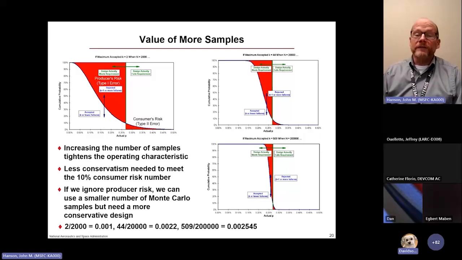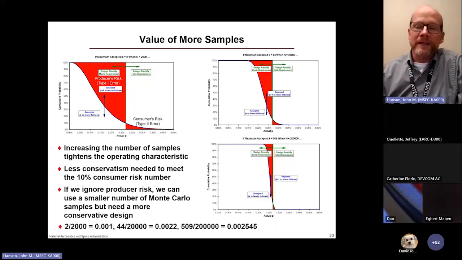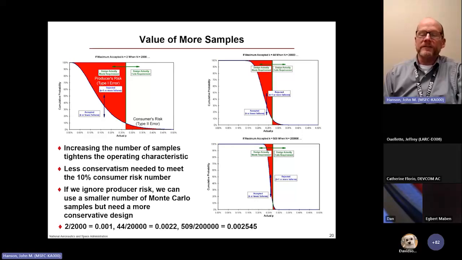Another thing you can do if you want to get that risk down is you can run more samples. But in the cases that we do, typically 2,000 is enough samples to get the uncertainty down to a pretty reasonable level. And it gets to be pretty expensive computationally to run all our cases with all those samples.